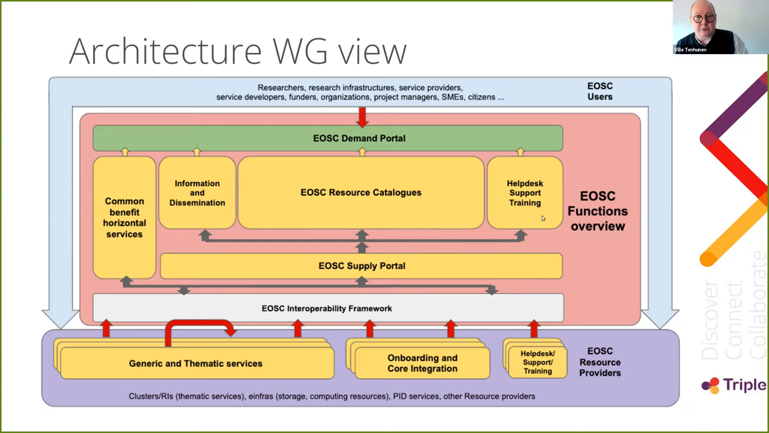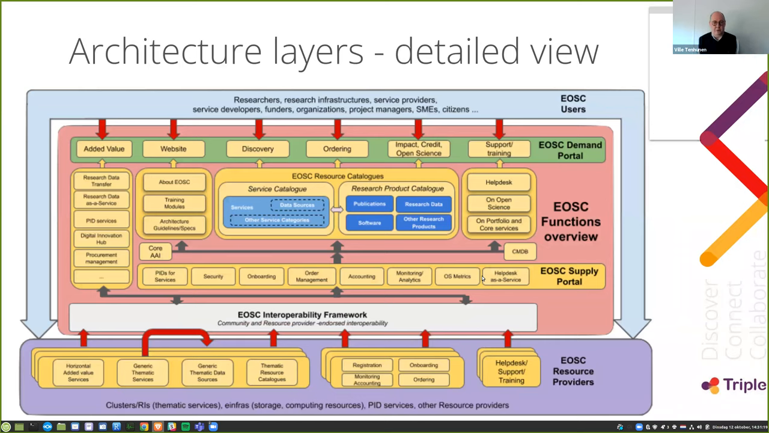If we look a little bit closer, what does it mean? There are multiple functions. I'm not going to explain all of these because it might take too long. The important things are, for example, that this portal layer includes the website and discoverability services, ordering, and these open science impact services, which are again not so much pure IT services, but more open science related things. And then, of course, support and training services. And as I said, there are a number of different catalogs or catalog functionalities. And here is this added value part.